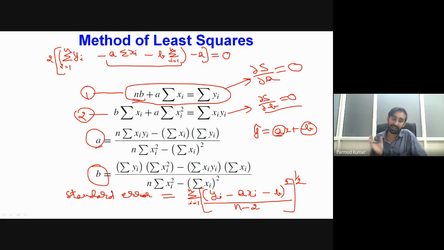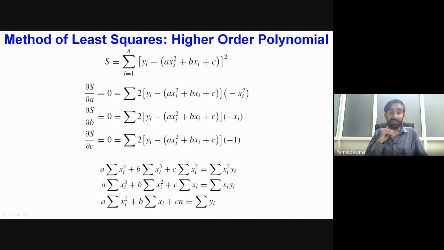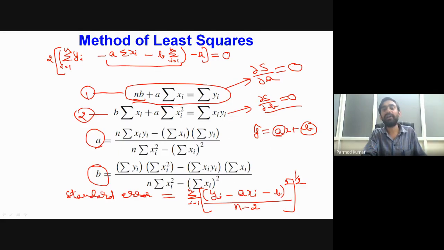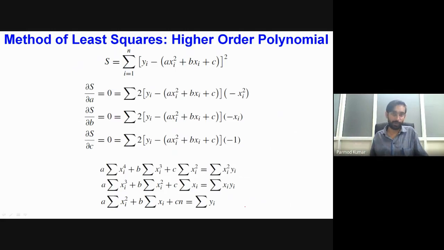So that's why, while we are calculating the standard error, in the denominator we are considering n minus 2. Okay, so this is our standard error in this approximation. Now, this method of least squares, in the previous slide I showed you only the linear fit. Now we can use a higher order polynomial also.